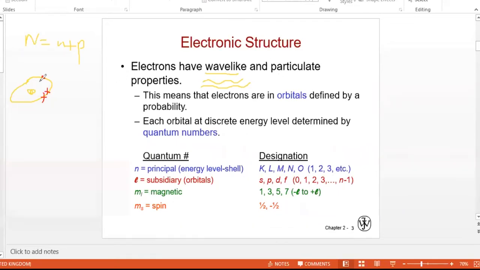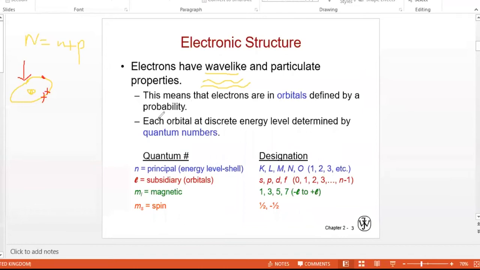And particulate property means the electron is a particle, so it does have a mass. So the electron can exhibit both wave and particulate properties. These are the two properties. This means that electrons are in orbitals defined by a probability. So if you consider this as an orbit, we can say the electron is in this orbit, and that's a probability. Either it can be here, or here, or here. We can't say where it actually is.